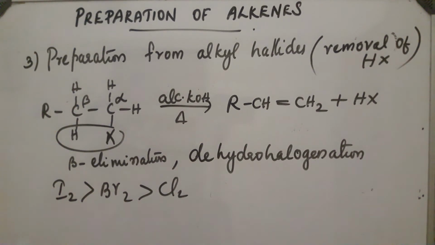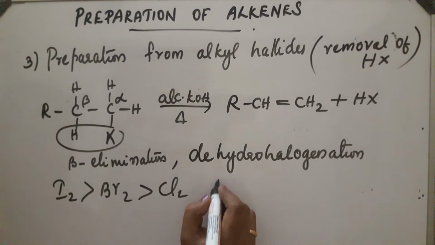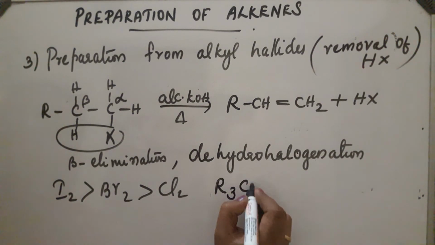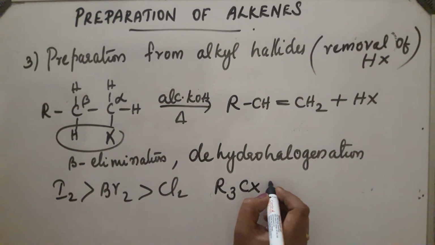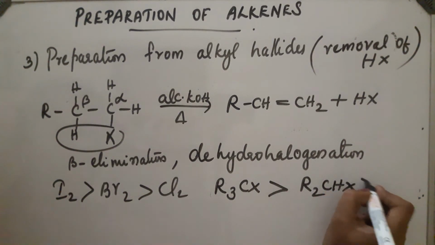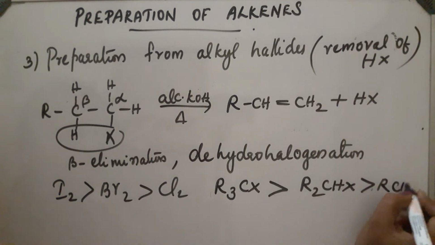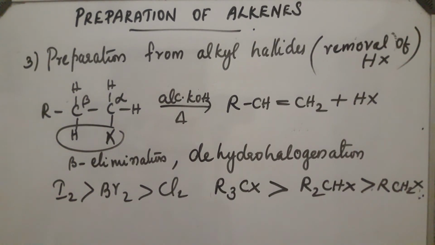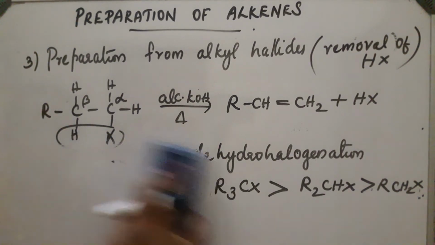Now what will be the reactivity order of tertiary compounds? Tertiary, secondary and primary. R3CX, tertiary, will be more reactive than R2CHX, which will be more reactive than RCH2X. So this will be the reactivity order of alkyl halides. This is the third preparation. Now the next, the fourth preparation.